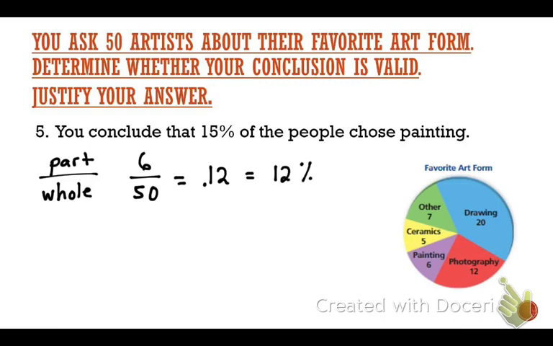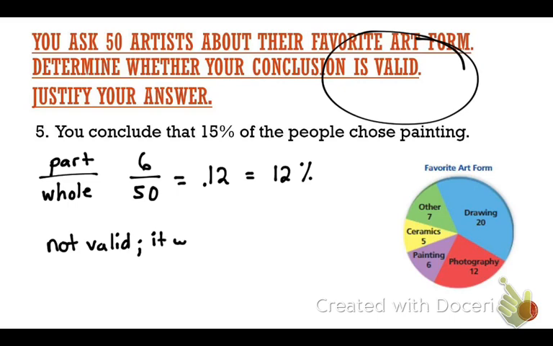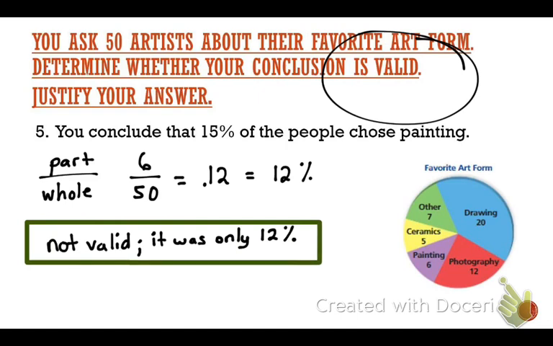Going back to what it's asked me, determine whether or not your conclusion is valid. That means truthful. Guys, is 12% truthful? No. So would you say valid or not valid? Not valid. Someone explain to me, why is that not a valid statement? Because it only has 12%, not 15% like it said. So it's not valid, or it's not truthful.